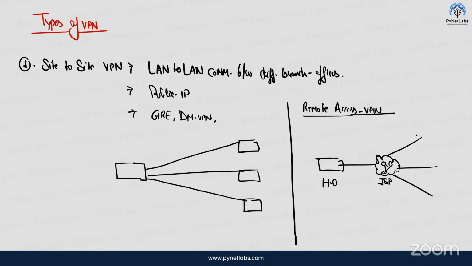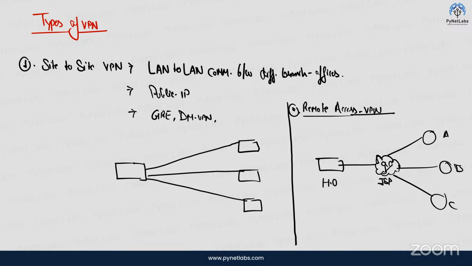But you have some point to multi-point links like this. Let's say this is your site A, this is your site B, C. And in this remote access VPN, which is the second type of VPN, it allows the remote users to communicate from different locations to securely access the corporate networks whenever and wherever they want to access. So this is one thing about the types of VPN.